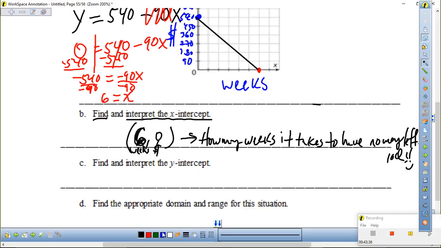What is my y-intercept? 0, 540. What does the 0 stand for? Weeks. And the 540? Money. What does this mean? Tell your neighbor, what would this mean? Let's interpret that. What does that mean?